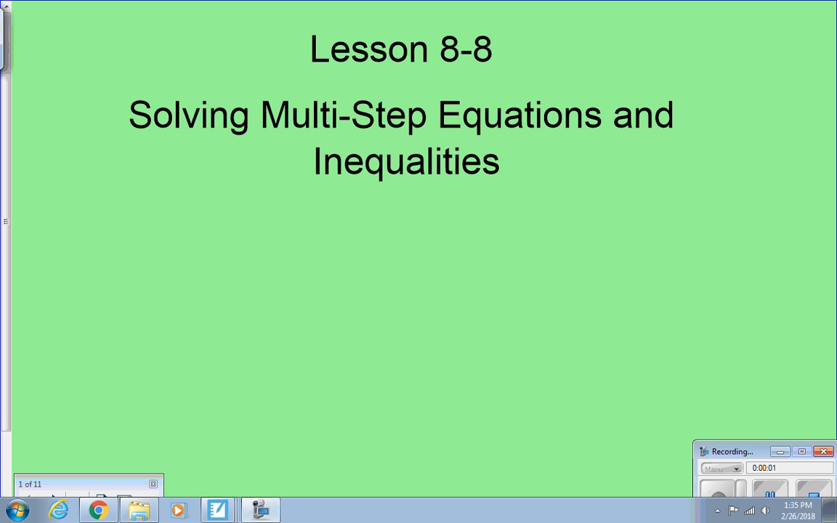Lesson 8.8, solving multi-step equations and inequalities. So the scariest part probably in here is multi-step, because you're going to have to do a few things before you solve. But you already know the distributive property, right? Because distributive property will be a big part of this again. Remember how you distribute? That's a big deal.